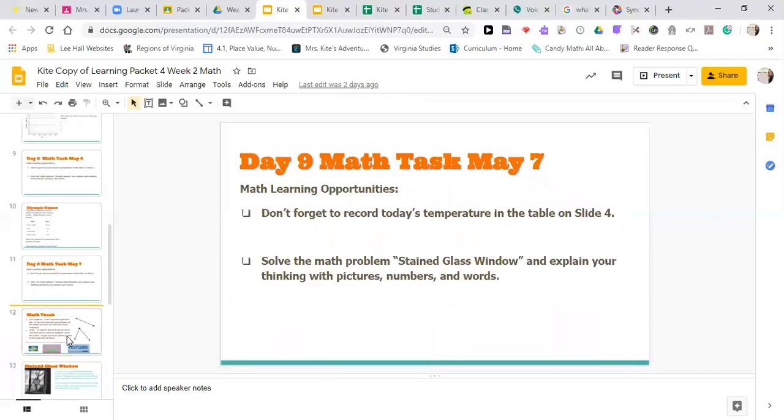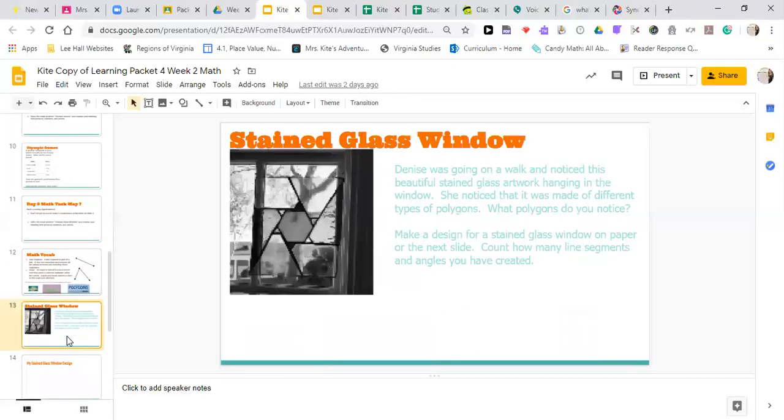We're going to take a look now at the stained glass window math task. Denise was going on a walk and noticed this beautiful stained glass artwork hanging in the window. She noticed that it was made of different types of polygons. What polygons do you notice? In 3rd grade, you talked a lot about polygons, and you should see some 2-dimensional shapes sitting here in the window. You're going to tell me on the next slide, or your teacher, what shapes you see.